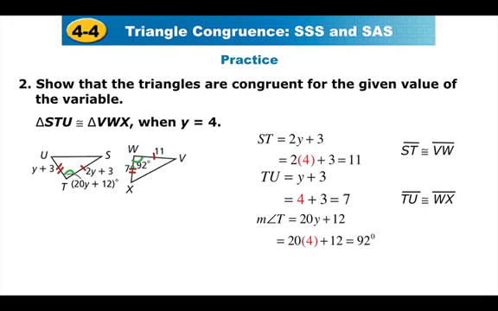So why are these two triangles congruent? Angle T is congruent to angle W. Why are these two triangles congruent? They're congruent by side, angle, side. Let's move on. This is the shortcut again. Let's move on to number 3.